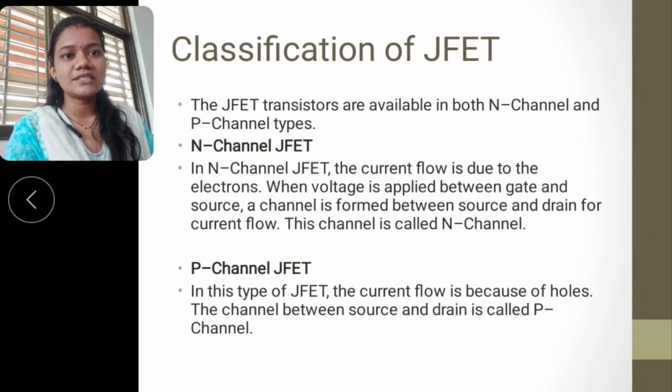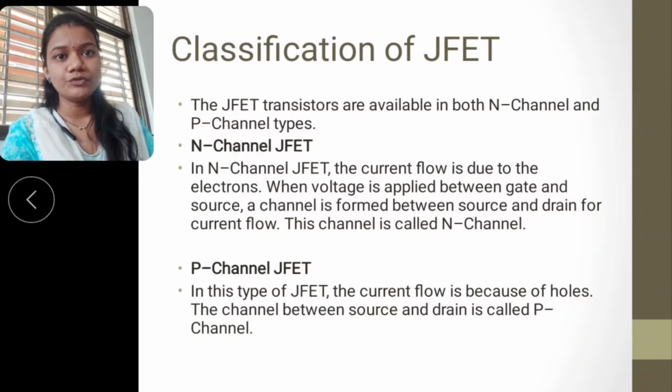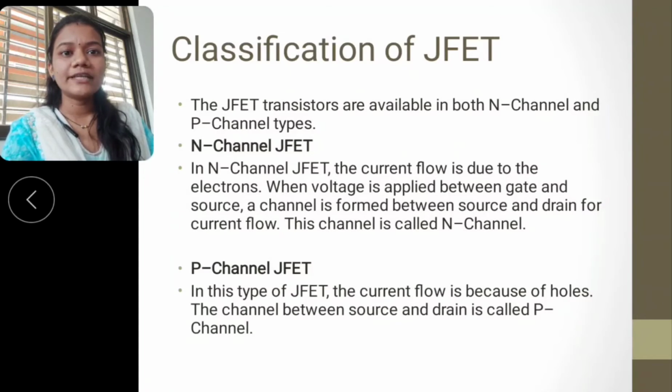So the first one is the N channel JFET. Now what is an N channel JFET? In this JFET, the current flows because of the electrons. When we apply the voltage between drain, gate and source, the channel is formed between source and drain for current flow. This channel we can call an N channel.